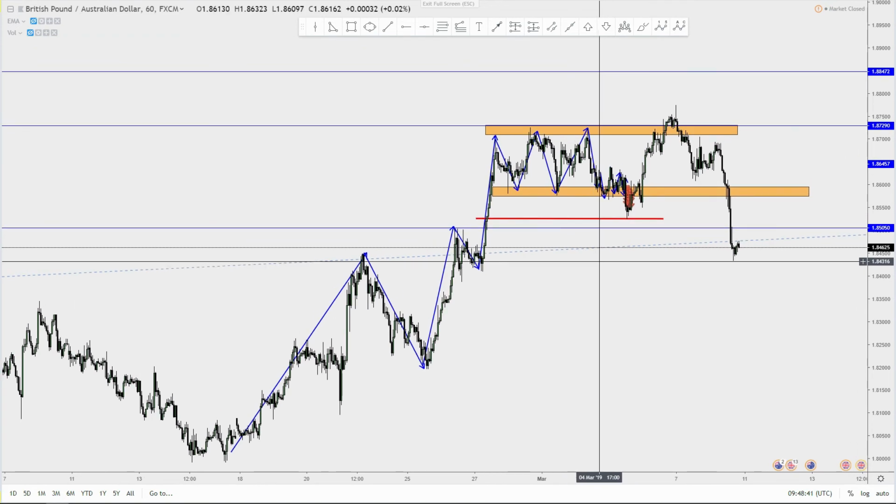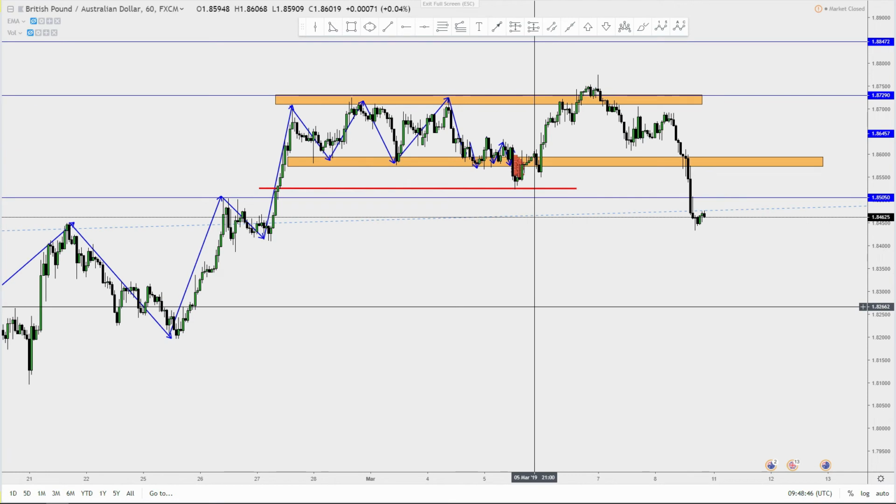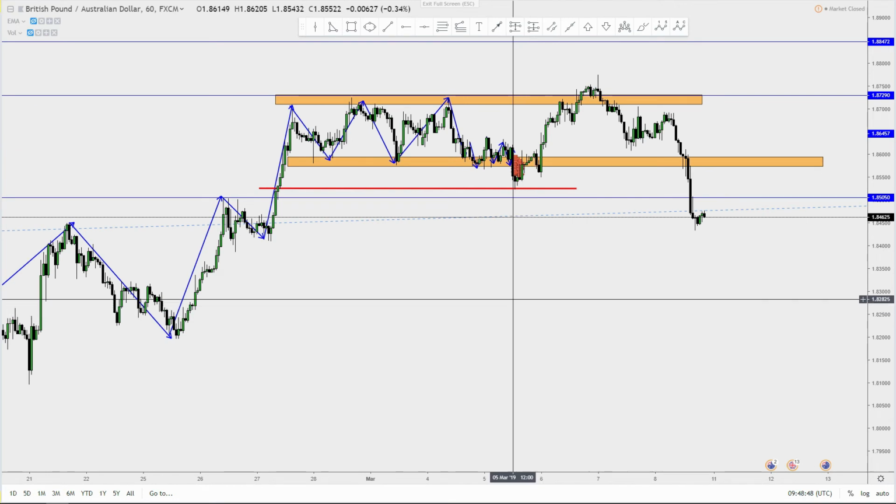Next week there is a Brexit vote, so I'll probably be giving the pound pairs a miss, at least until that has concluded.